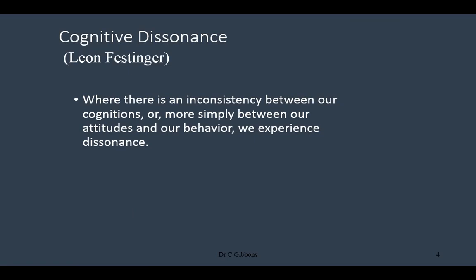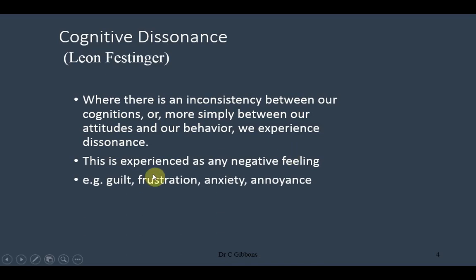Okay, so essentially, to get a handle on this theory, he's arguing that if we act in a way that runs counter to our attitudes, then often we'll employ rationalizing reasons, or we'll change our attitude rather than do the obvious thing, which is to change our behavior. Now, where there is an inconsistency between our attitudes and our behavior, we experience dissonance. That's any negative emotion that's generated by this inconsistency, and it may manifest as any or all of these different types of negative emotions.